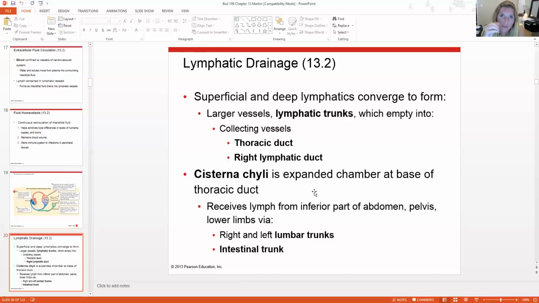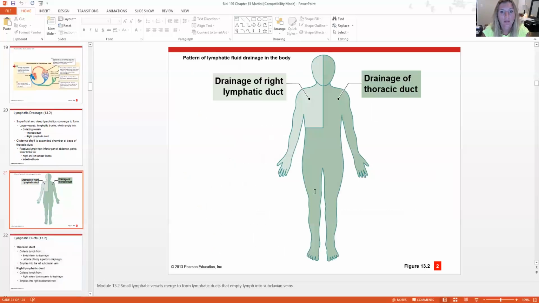All of the lymphatic vessels are leading to either the thoracic duct or the right lymphatic duct. The cisterna chyli, it's pronounced chyli technically, is an expanded chamber at the base of the thoracic duct. It receives lymph from the bottom part of the abdomen, pelvis, and lower limbs, what we call the intestinal trunk. The right lymphatic duct really just drains the right side of the head, the right arm, and the right side of the thoracic cavity. The thoracic duct drains everything else.